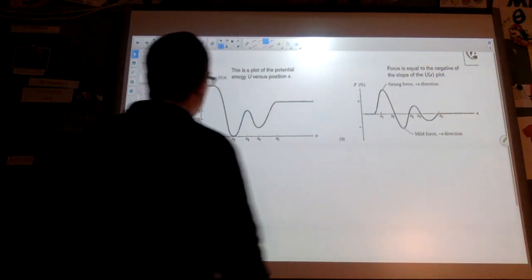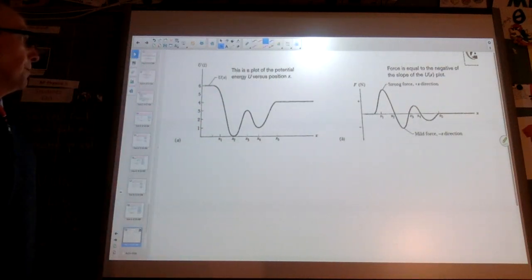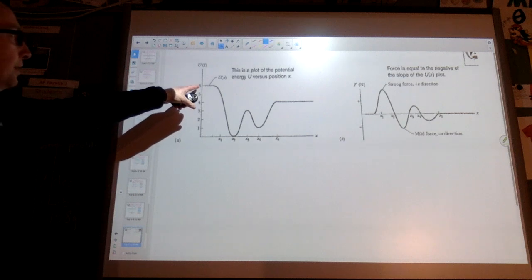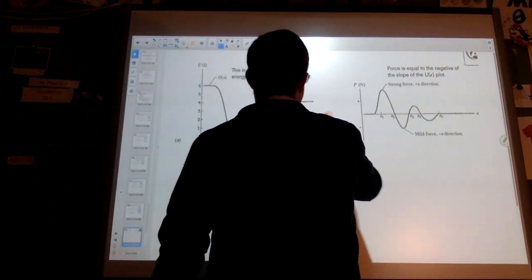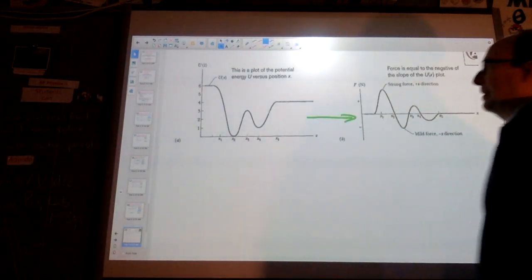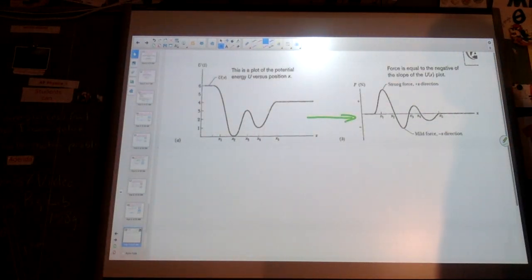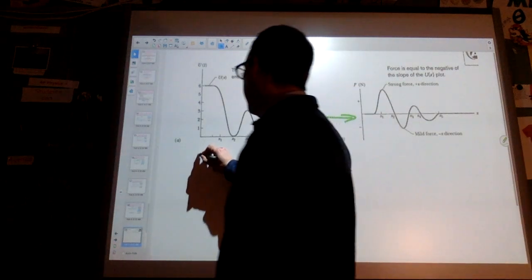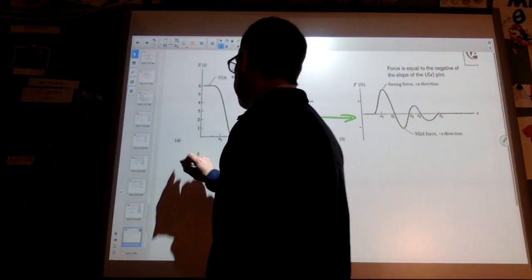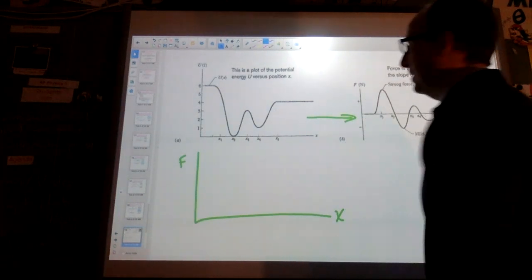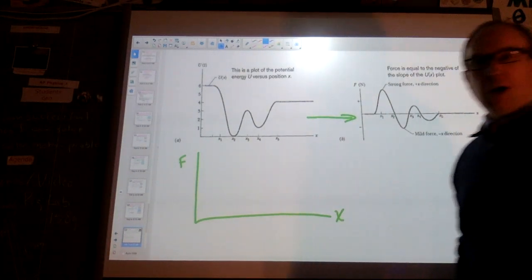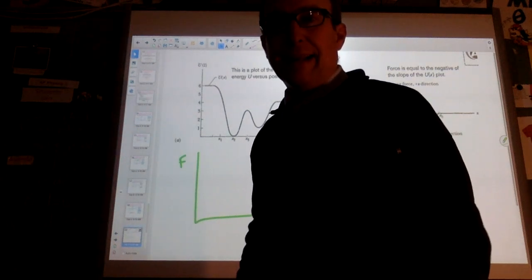So here are what some of the pictures look like with our potential energy versus position x. So we have a plot of this, and this coincides with that. So how would you make one into the other? So we have force times distance. So our force is going to be the negative slope.